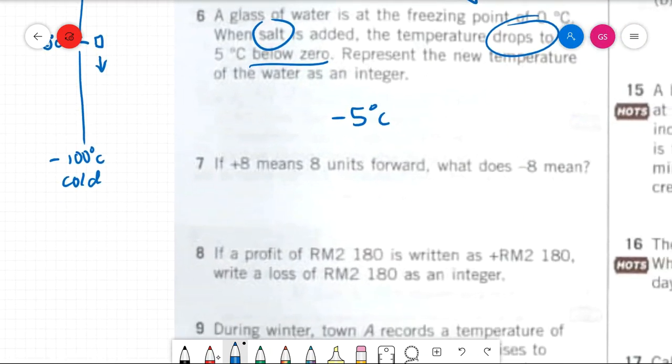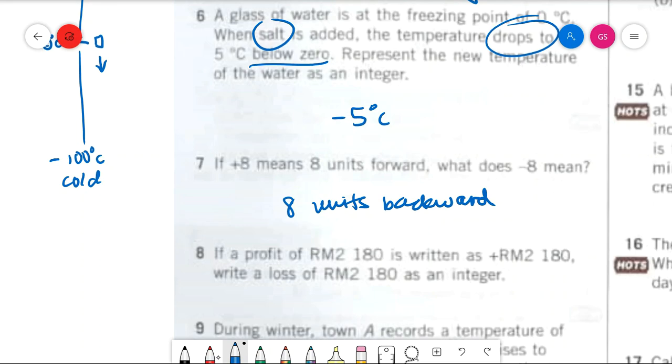If positive 8 means 8 units forward, what does negative 8 mean? One forward, one backward; one north, one south; one in, one out; one hot, one cool. Very simple. 8 units backward. And it's usually like this. Everything that is progressing, getting bigger, heavier, or hotter, is always on the positive side of numbers. When things are getting smaller, lighter, colder, darker, it is always on the negative side. So in this case, backwards is negative.